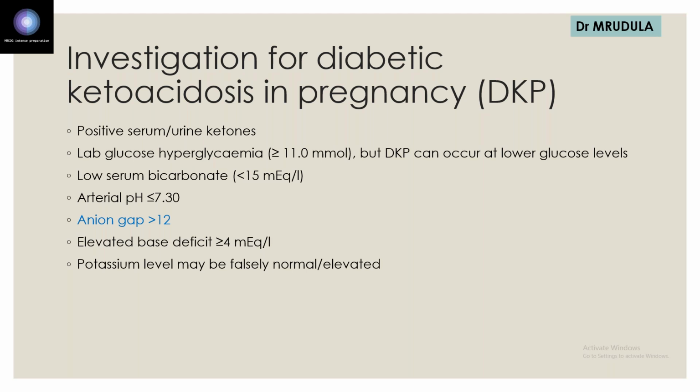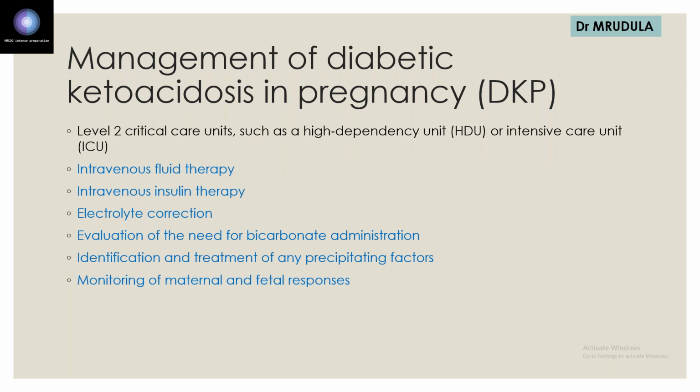Low serum bicarbonate, that is less than 15, arterial pH less than 7.3, and anion gap more than 12, elevated base deficit more than or equal to 4, and potassium level, these will usually be falsely normal or elevated. So there is hypokalemia, but they are falsely normal or elevated.